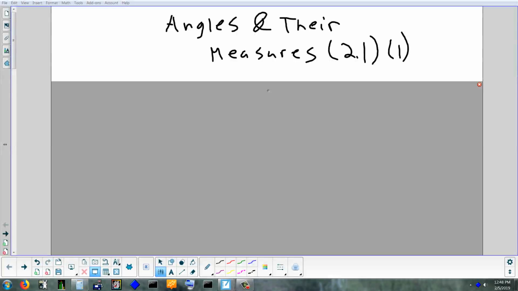All right, so first section we did was section 1.1. It's the only section we do in chapter 1. Now we just basically jump right into chapter 2. We're going to spend Tuesday, Wednesday, and Thursday on section 2.1.